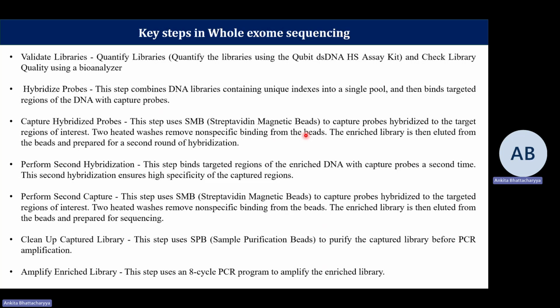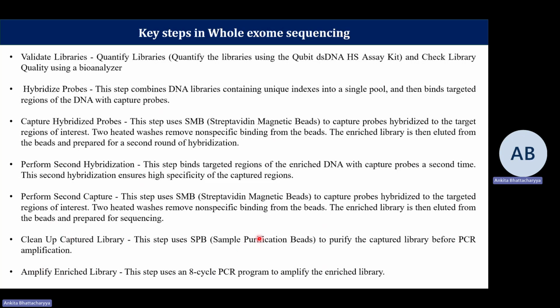For second hybridization, this step binds targeted regions with capture probes a second time. So you are basically removing any non-specific or random binding, and you are increasing the specificity of your captured regions to a larger extent. And this can also be combined with the use of SMBs, or streptavidin magnetic beads, to capture the probes hybridized to the regions of interest and remove non-specific binding, and then elute the enriched library and prepare it for sequencing. Finally, you clean up and amplify the captured library.